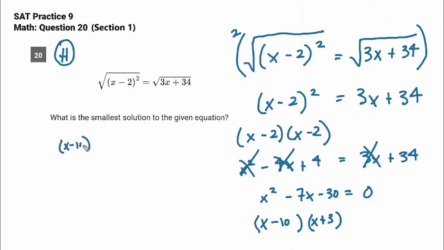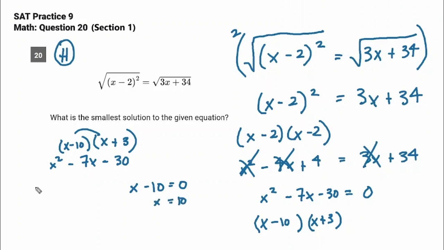X minus 10 times x plus 3. If you FOIL it back, it's x squared minus 10x plus 3x minus 7x, minus 10 times plus 3 is minus 30. Okay, cool. What's the smallest solution? Well, what's x minus 10 equals 0? X is 10. What's x plus 3 equals 0? X is negative 3. What's the smallest solution? It's negative 3. And that's it. Get this right and move on.